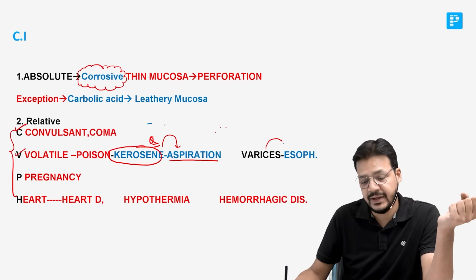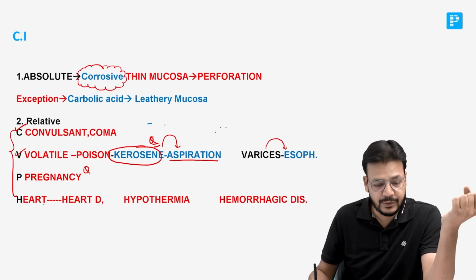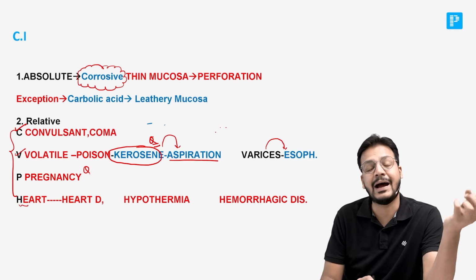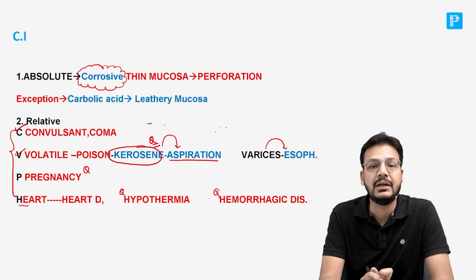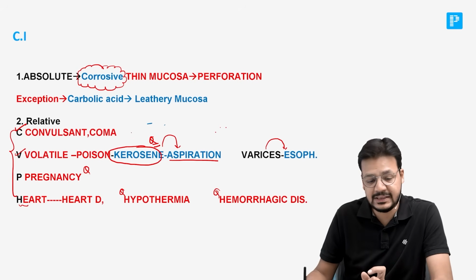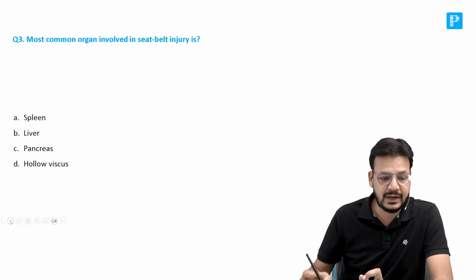In esophageal varices, it is contraindicated. Pregnancy is a relative contraindication. Now you can see all the remaining H: heart disease, hypothermia and hemorrhagic diathesis. These are the relative contraindications, but anyway here the answer is hydrocarbon, which is kerosene. It causes aspiration, that is a relative contraindication.